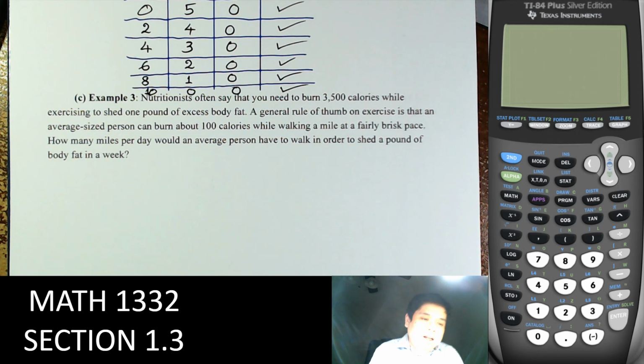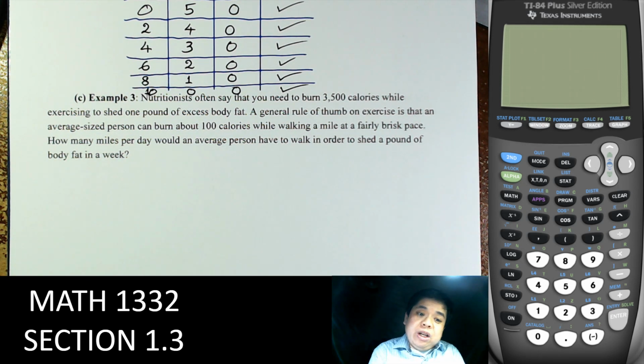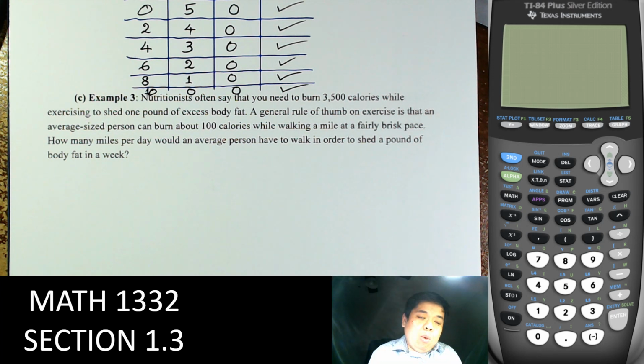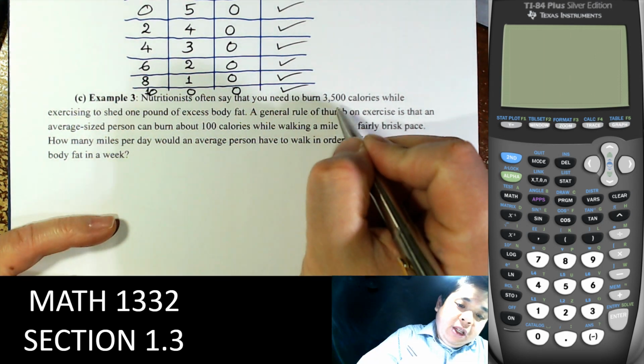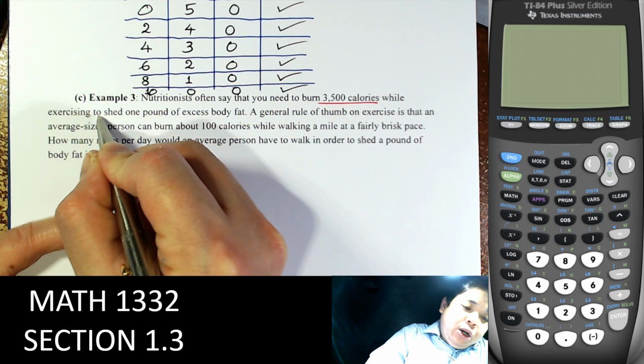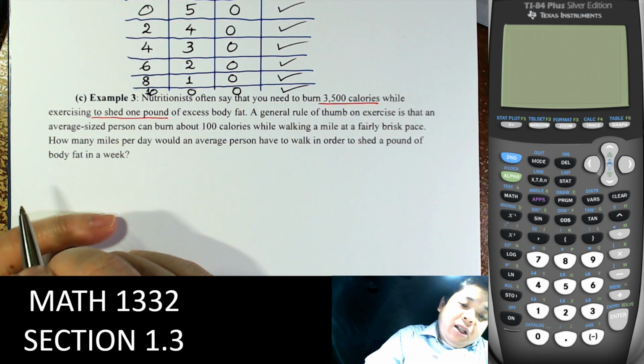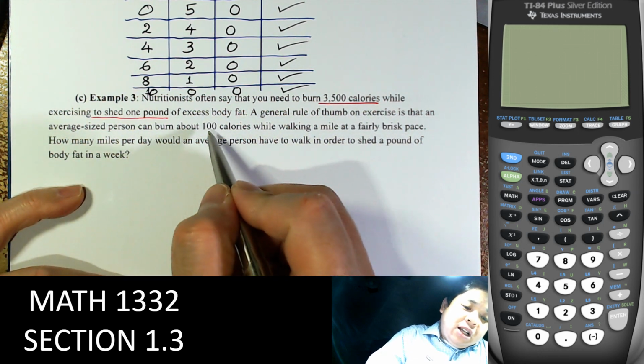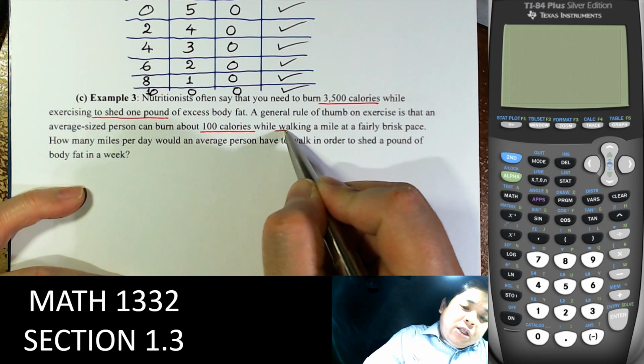Next, nutritionists often say that you need to burn 3,500 calories while exercising to shed 1 pound of excess body fat. In general, an average person will burn 100 calories walking 1 mile. So, how many miles per day would an average person have to walk in order to shed 1 pound of body fat in 1 week? So, 3,500 calories to shed 1 pound of fat. Exercise that burns 100 calories is like walking a mile.